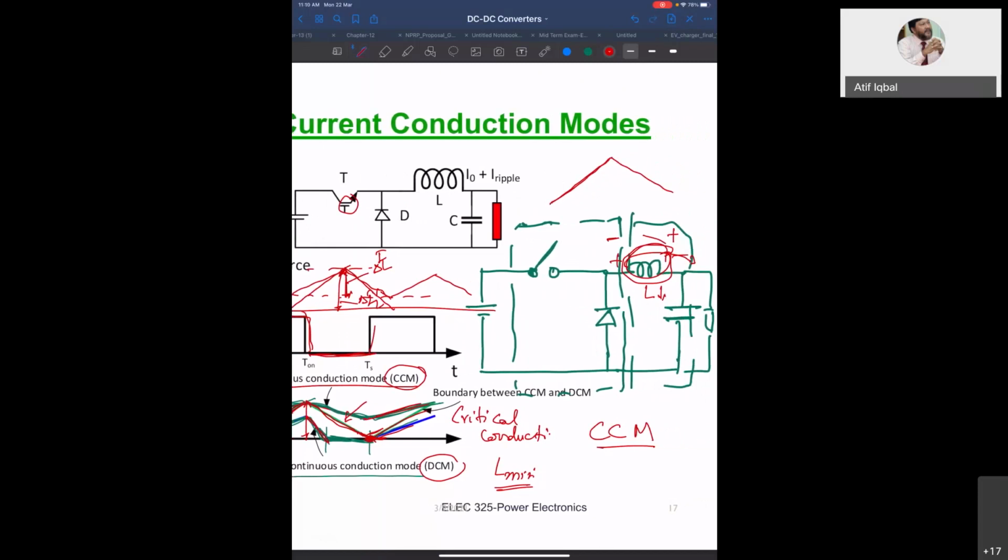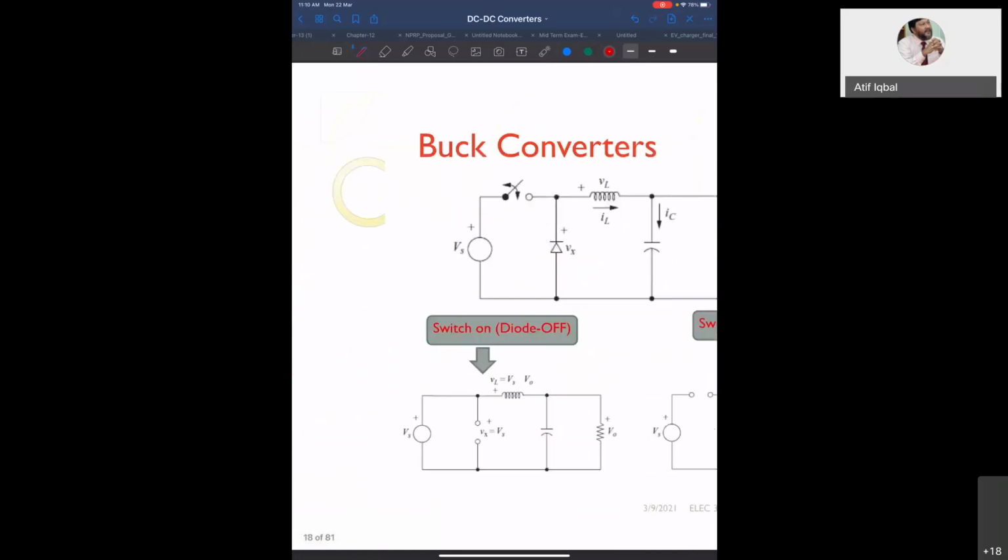So in the design, they usually ask what should be the value of the minimum inductance that you have to keep so that you do not go to the discontinuous mode. The minimum value of the inductor will be obtained from the boundary condition, that is the critical conduction mode. We have to keep the inductance value more than that, so that the converter operates in the continuous mode. Does it clear?